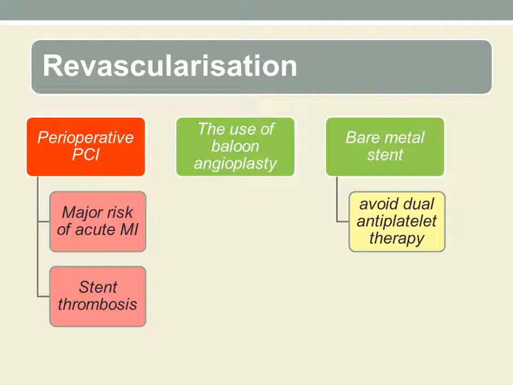In the patient who has undergone previous coronary artery bypass surgery, the risk of death and myocardial infarction is observed to be reduced. Perioperative percutaneous coronary intervention is associated with a major risk of acute myocardial infarction and stent thrombosis. Should this patient require a prior thoracic surgery, the use of balloon angioplasty alone or a bare metal stent should be considered to avoid dual antiplatelet therapy, aspirin and clopidogrel, at the time of lung resection.